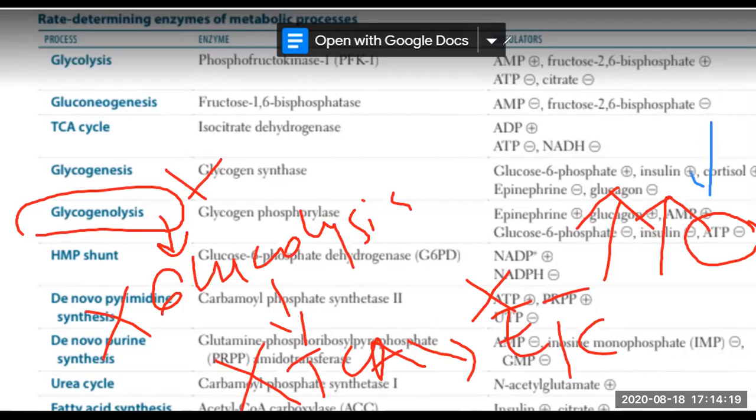You have a very little amount of ATP. Or you can say you have AMP or you have ADP. You have low energy molecules. Okay?